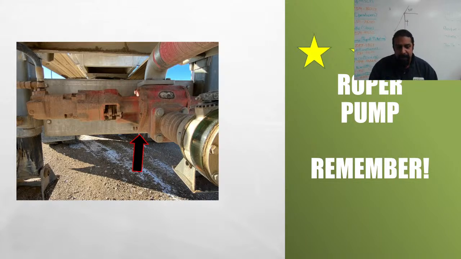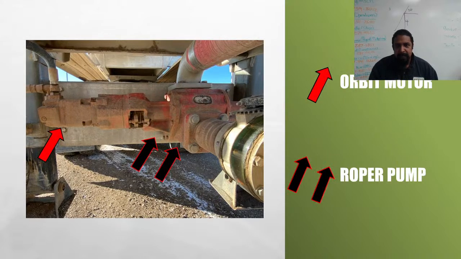Now, we gotta remember, the orbit motor and the roper pump are two separate things. Again, this is what came up. When I asked specific questions, what are we leaking, what does it look like, again, the person wasn't sure. So this is what I'm trying to get everyone on the same page about, so we understand that the orbit motor is what powers that roper pump.